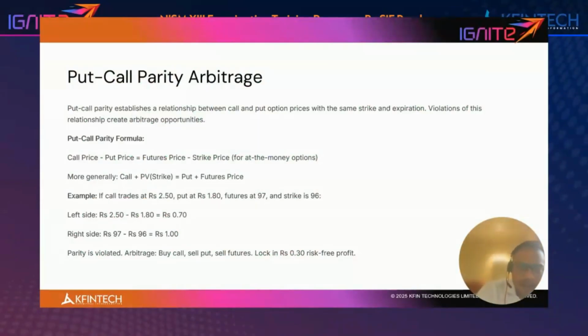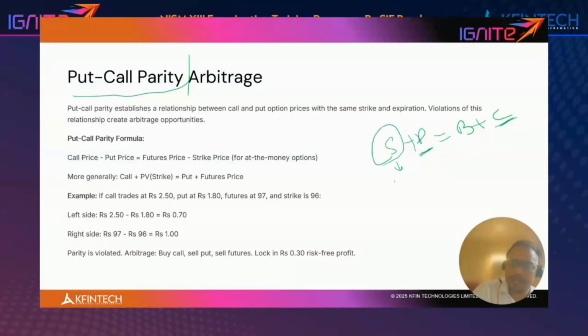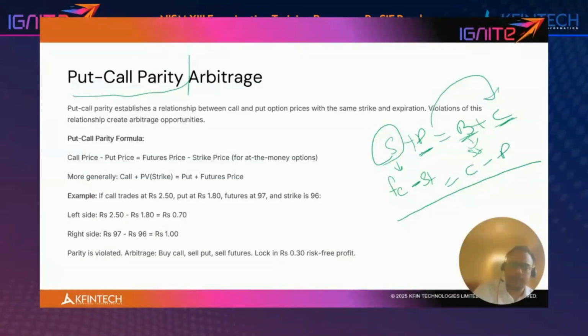The put call parity is similar to what you have seen in the equity one. In the equity one, we had seen the formula like this, where here is a call and the put and here is the asset. Asset in this case is the future contract. This is the strike price. If you take this over here, it becomes C minus P. So C minus P equals future price minus strike price.